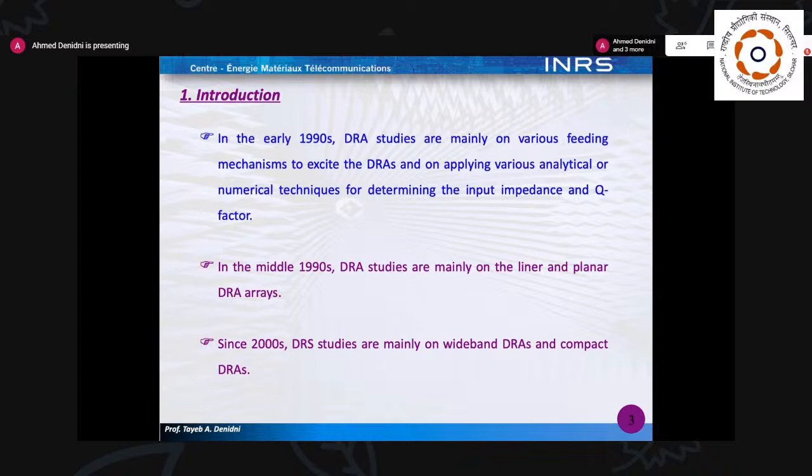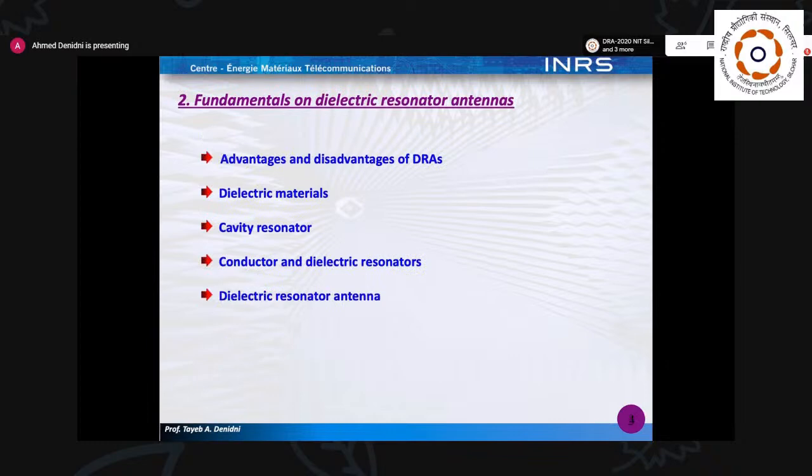Since 2000, DRA studies have mainly been on wideband dielectric resonators and also compact dielectric resonators. This is the most active research in this area recently, because in the beginning, the dielectric resonator suffered from limited bandwidth and sometimes from size. When we have dielectric, it becomes heavy. In this way, people try to improve the design in terms of compactness and also bandwidth in order to cover many applications at the same time. This is a brief introduction, just to mention where we started with the dielectric resonator antenna and what the direction of research is worldwide.